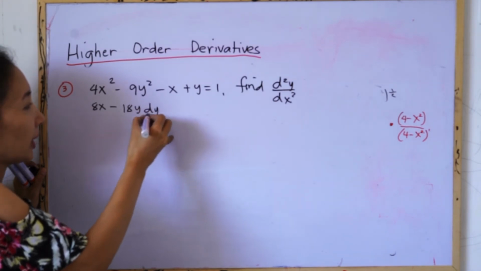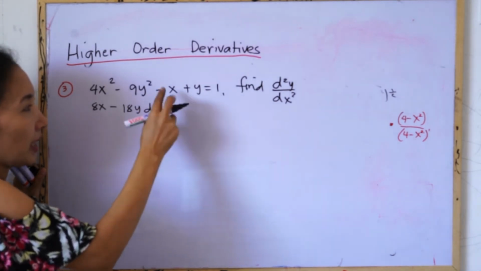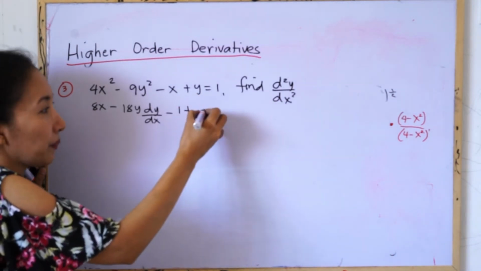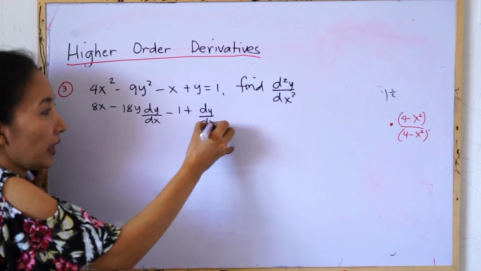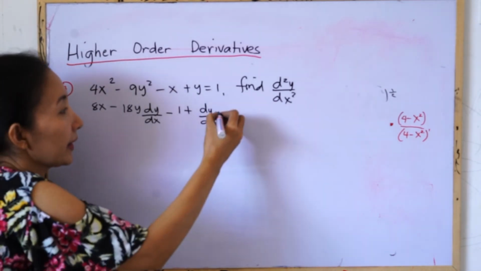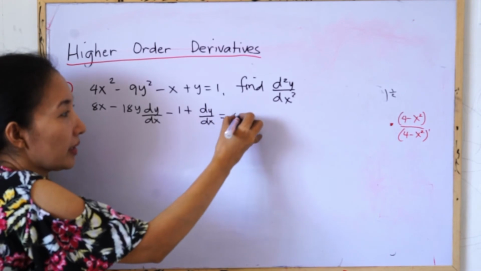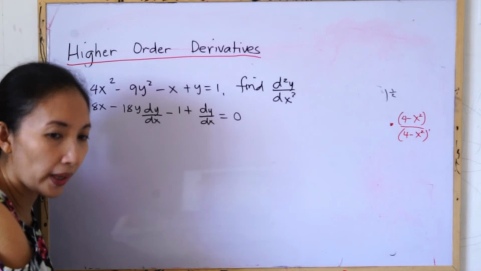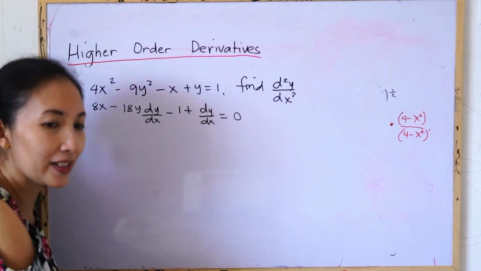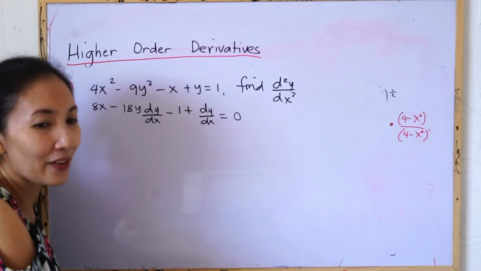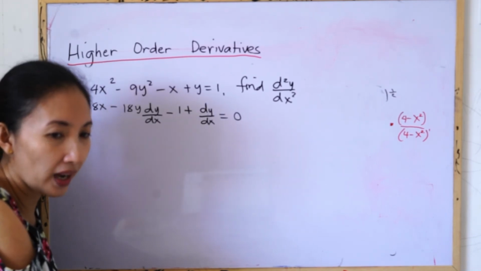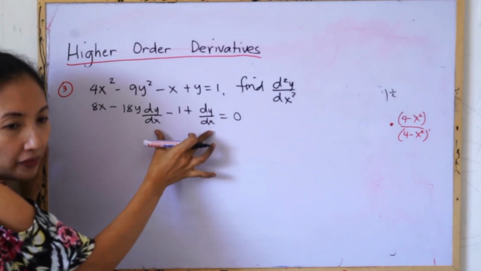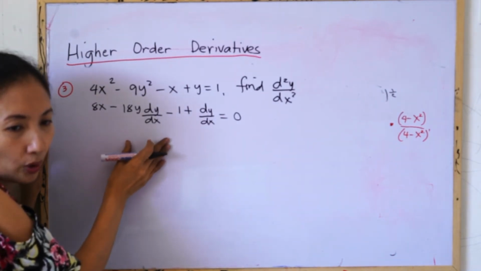18y dy over dx minus the derivative of x, 1, plus the derivative of y, which is dy over dx, equal to the derivative of 1, 0. Get it? So, we differentiated every term with respect to x. Let me repeat: if you differentiate the variable y, please affix dy over dx. Don't forget. Now, all terms having dy over dx, collect them on one side.